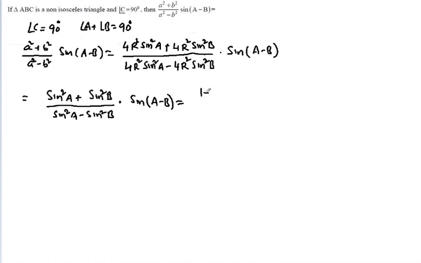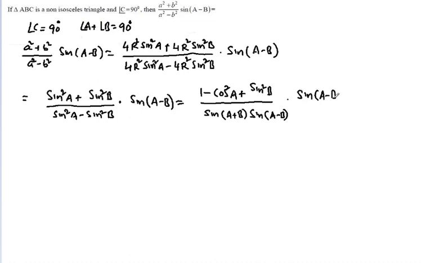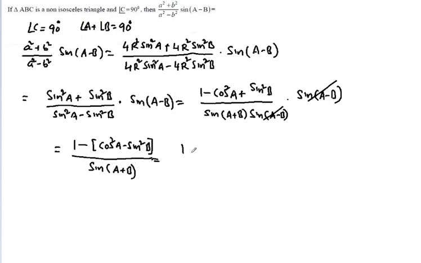Sine square A is written as 1 minus cos square A, plus sine square B, by sine square A minus sine square B, that is sine of (A plus B) into sine of (A minus B), into sine of (A minus B). Here sine of (A minus B) cancels. That is equal to 1 minus, take minus common, that is cos square A minus sine square B, by sine of (A plus B). That is equal to 1 minus (cos square A minus sine square B), that is cos of (A plus B) into cos of (A minus B), by sine of (A plus B).